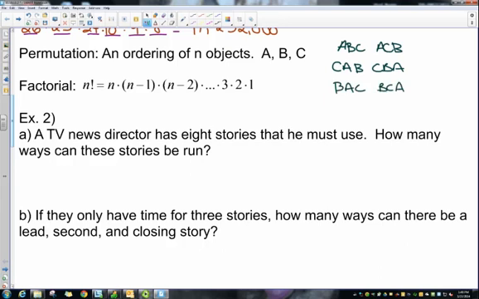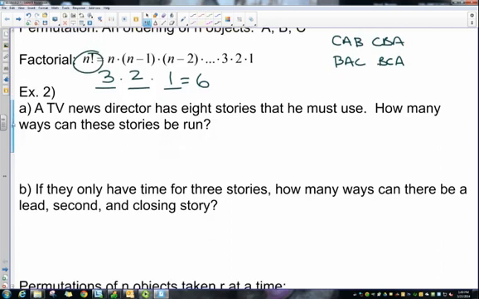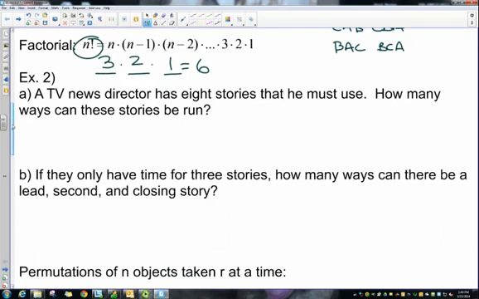What that tells me is that in my first spot I had 3 possible letters. In the second spot I had 2. In the third spot I had 1, and I multiply those together, and that gives me 6. That's the idea of this factorial. Factorial is starting with a number and multiplying all the way down until you get to 1. So example 2 says a TV news director has 8 stories he must use. How many ways can these stories be run?